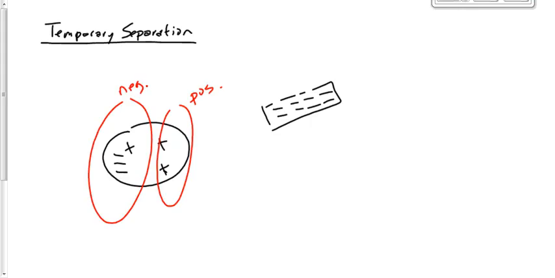Why do we say it's temporary? Yes, because as soon as the object moves, good. As soon as the object moves away, what's going to happen to these protons? Nothing. What's going to happen to the electrons? They're going to more or less go back to where they were, right?